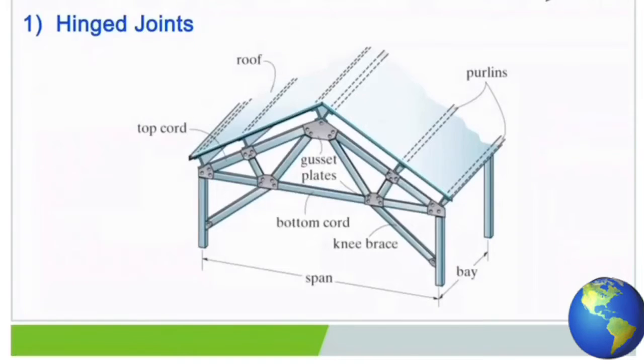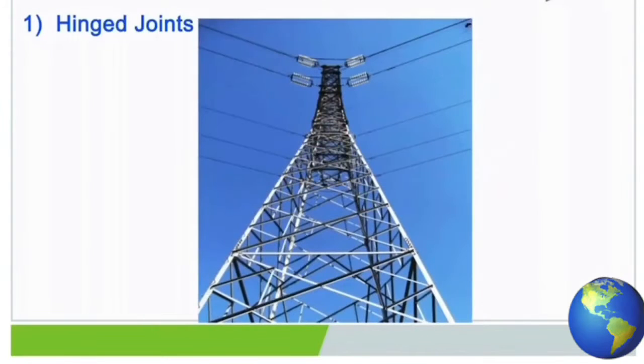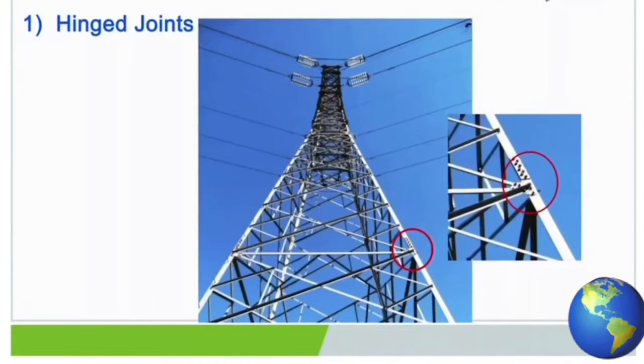Look at the roof of this structure. Members are connected by gusset plates. These gusset plates could be simplified as hinged joints. Look at this power transmission tower. Members are connected by hinged joints.